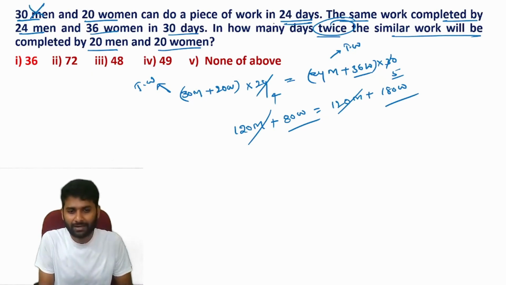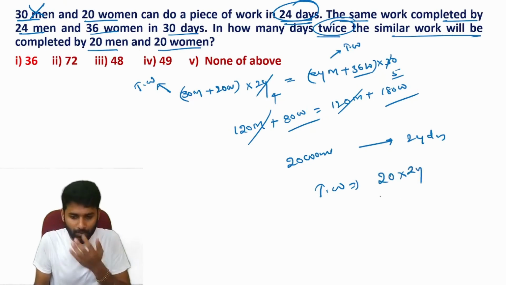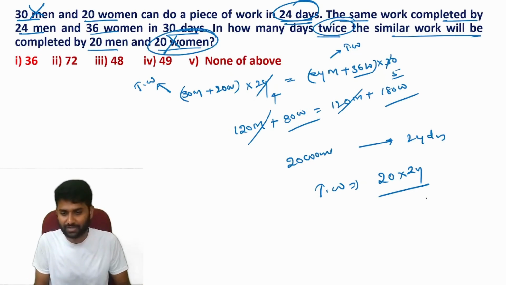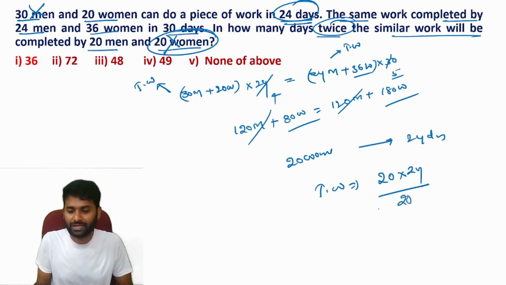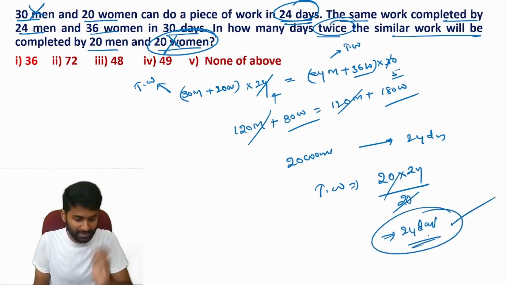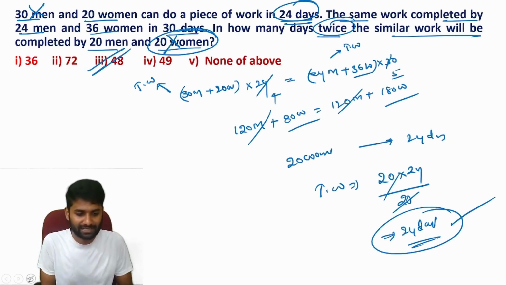Now 20 men, 20 women can complete the work in 24 days. 20 women can complete the work in 24 days. Means here the total work is equal to 20 into 24. Now this work, guys, we are assigning for 20 men. So there is no woman in this work. You have to understand from this equation. Now we are assigning for 20 men. So it takes exactly 24 days. But it is the same work. Same work is completed in 24 days. But if it is double the work, it takes exactly 48 days. So understand this information.